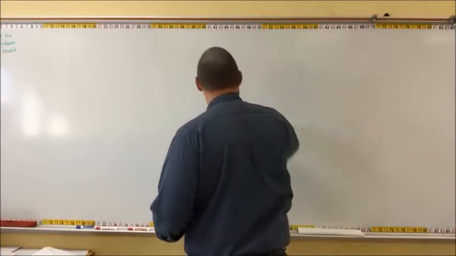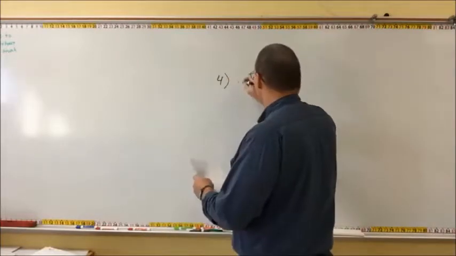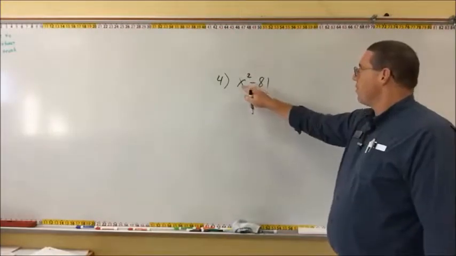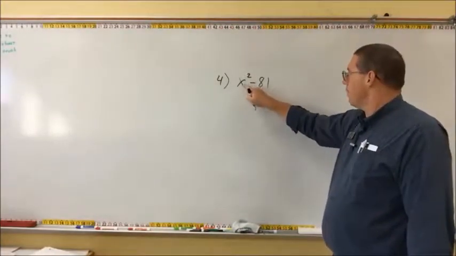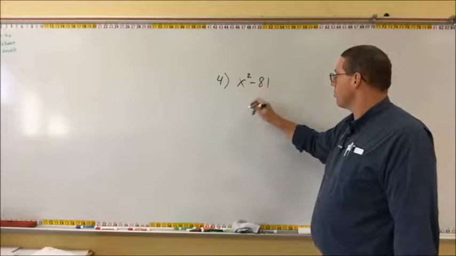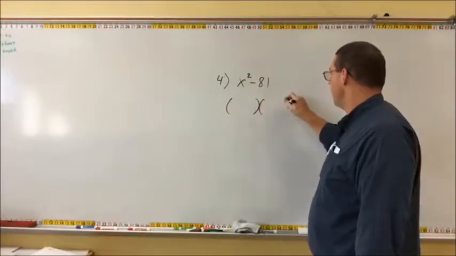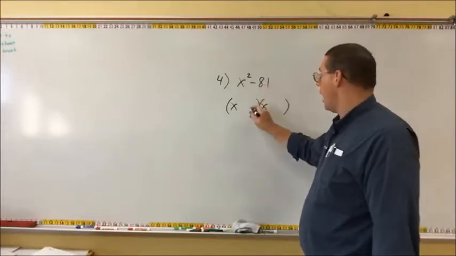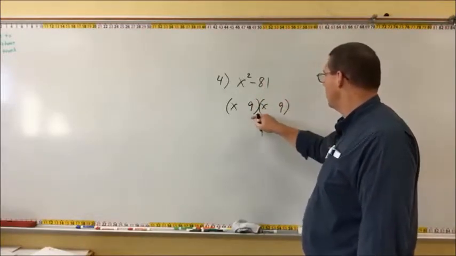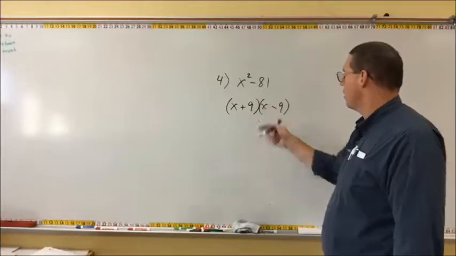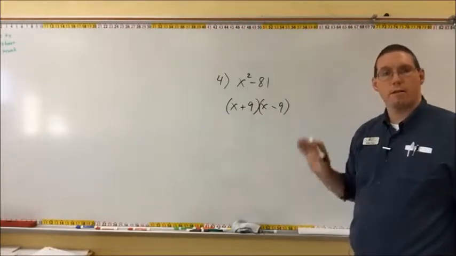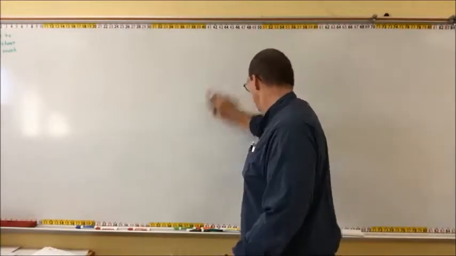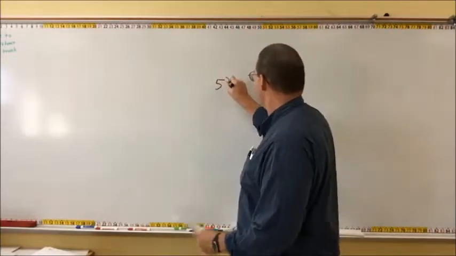Question number 4. We're going to factor x squared minus 81. This is a difference of squares. We have a square here, we got a square here, so we know that a difference of squares factors into, we're going to put an x here and an x here. Square root of 81 is 9. Put a 9 here, put a 9 here. Put a plus in one and a minus in the other. X plus 9, x minus 9. It's a special case of difference of squares. That's number 4.